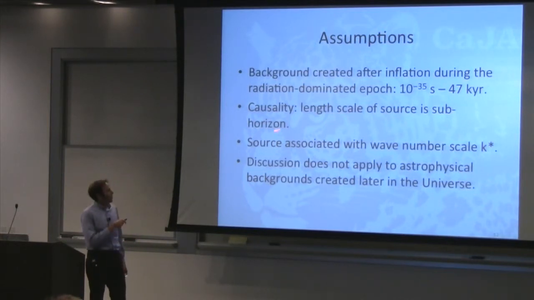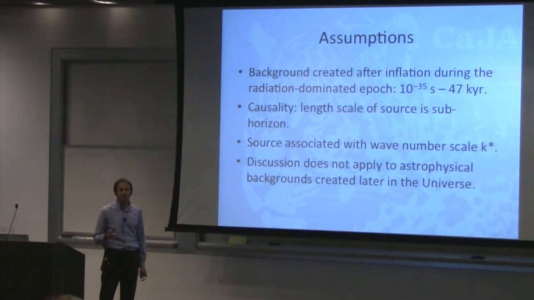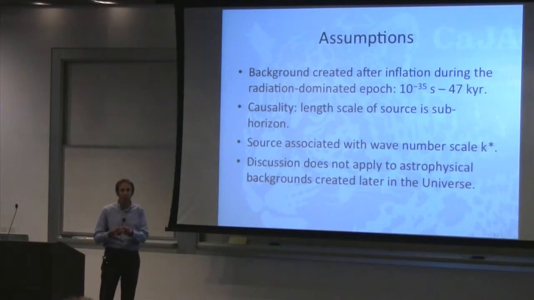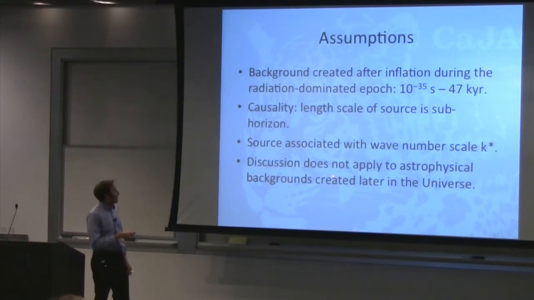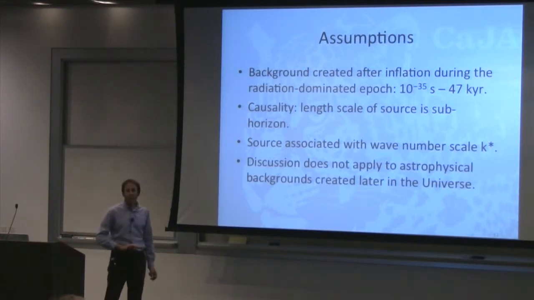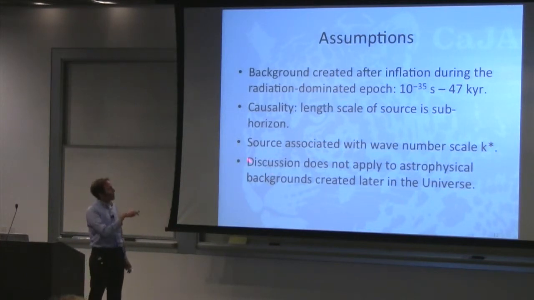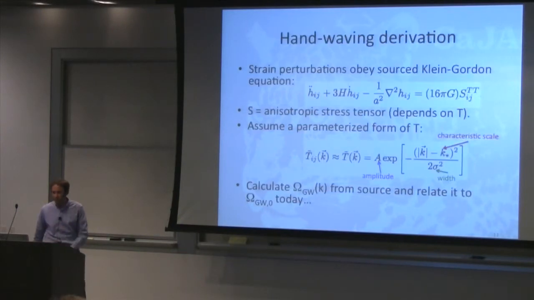And we're going to assume that the source is associated with a specific wave number, k star, which is to say that there's some time in the history of the universe when this source comes on, and then it's going to come off. So it has some temporal property to it. And everything I say is not going to be applicable to astrophysical backgrounds, because this is all contingent on the assumptions about the radiation era.